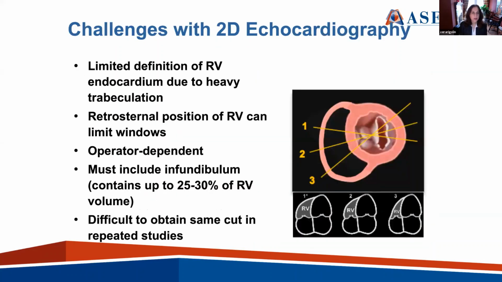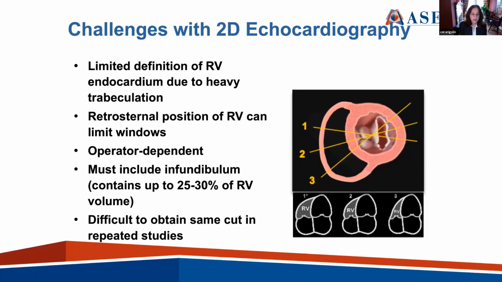So as a result of its complex shape and its unusual contraction pattern, there are a lot of challenges with imaging the right ventricle. It's particularly challenging with two-dimensional echo since we're only looking at one plane at a time. Images are limited by definition of the right ventricular endocardium due to heavy trabeculation, and the retrosternal position of the right ventricle can limit our ability to obtain optimal windows. It is very operator dependent, and to accurately assess right ventricular volume, we must include the infundibulum because it contains up to 25 to 30% of the right ventricular volume.